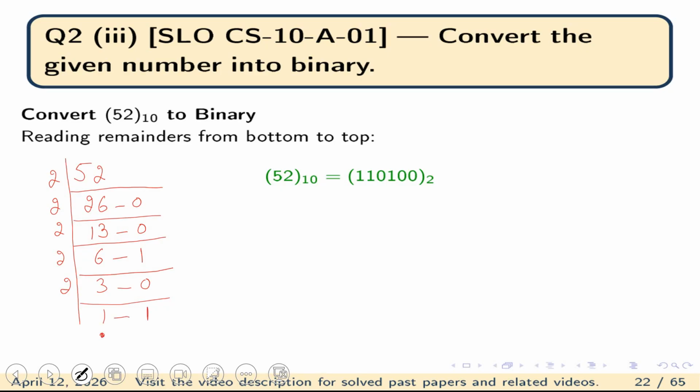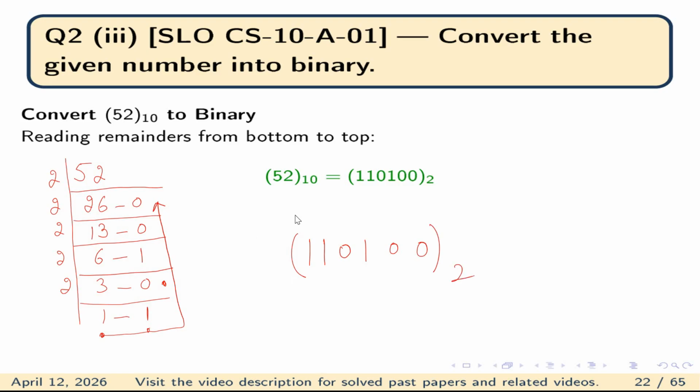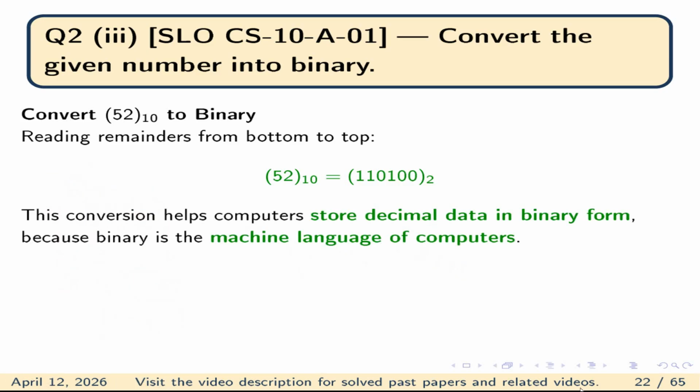When you write the answer, you start from this point and move to this point, this way. Means you write 1, first 1, then this one, then 0, this is 0, then 1, 0, 0. As you can see, the answer is 1, 1, 0, 1, 0, 0 in binary. This conversion helps computers store decimal data in binary form because binary is the machine language of computers.